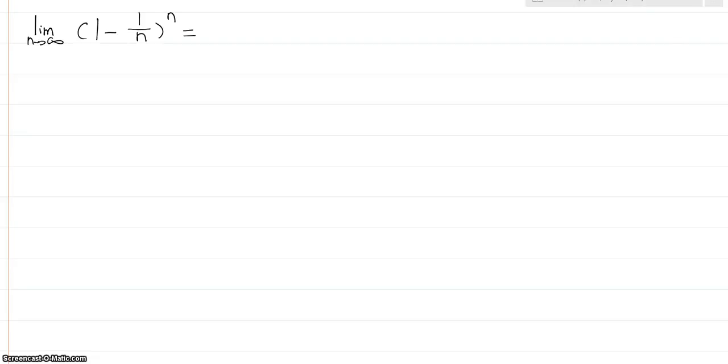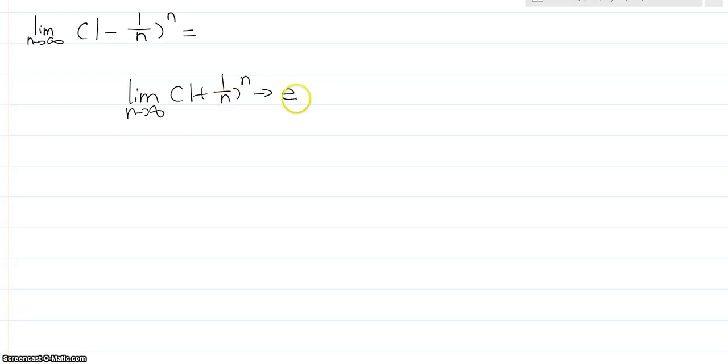So today I'm going to do a very interesting problem using L'Hopital's principle. I don't know if I pronounced that right, anyway. In this case, I'm going to find the limit as n approaches infinity of (1 minus 1 over n) to the n. This looks a lot like the limit as n approaches infinity of (1 plus 1 over n) to the n, and we know that this is just e.